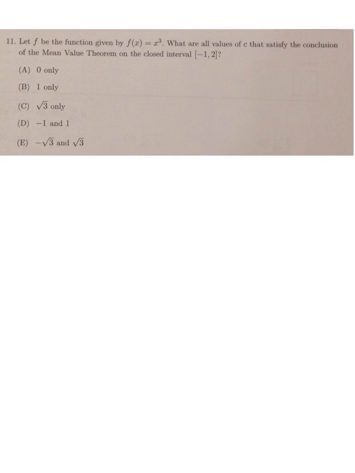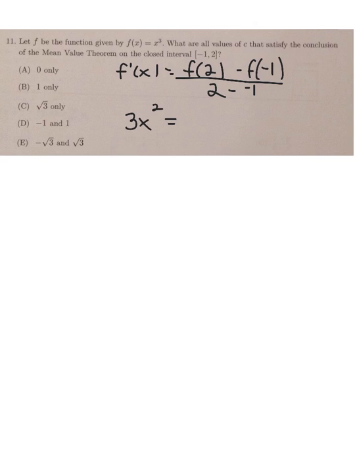All right, and number 11 is choice B, as in boy. So we've got the mean value theorem here. So that's going to be the derivative is equal to f of 2 minus f of negative 1 all over 2 minus negative 1. All right, so f prime of x, that equals 3x squared, equals, then I'm going to plug in 2 into the original function.